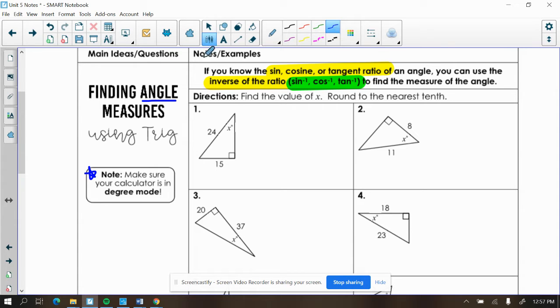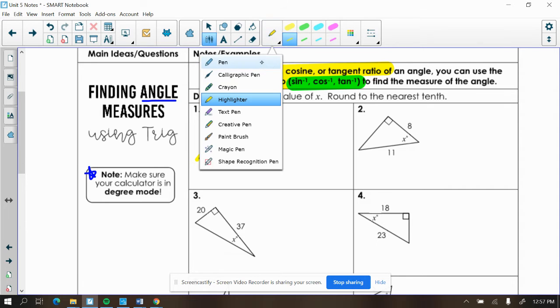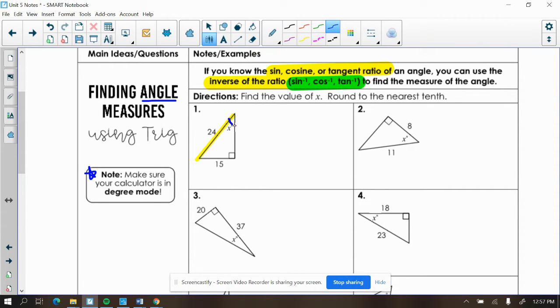All right, so let's look at number 1. Again, making sure we are marking our hypotenuse across from the right angle right here. And knowing here's the angle that I'm looking for, my angle is x. So I have my opposite side and my hypotenuse. That one's pretty easy to be sine, but I'll write these over here just so we can remember them. So sine of x is now going to be 15 over 24.